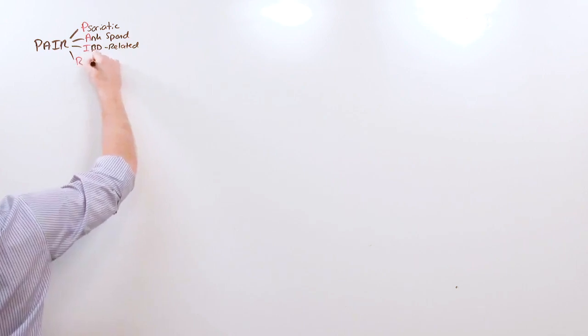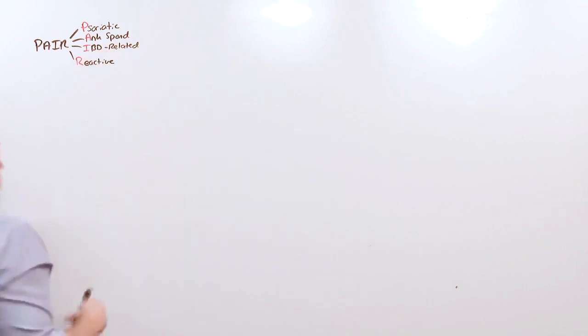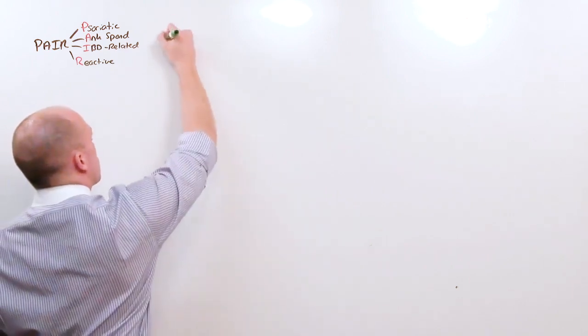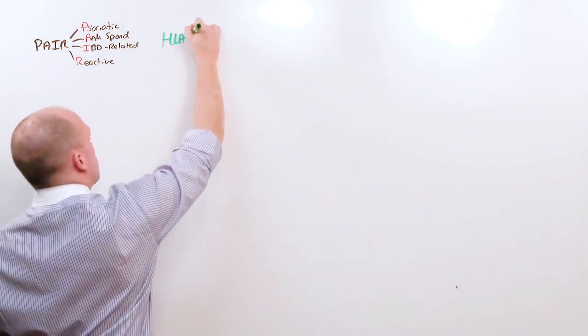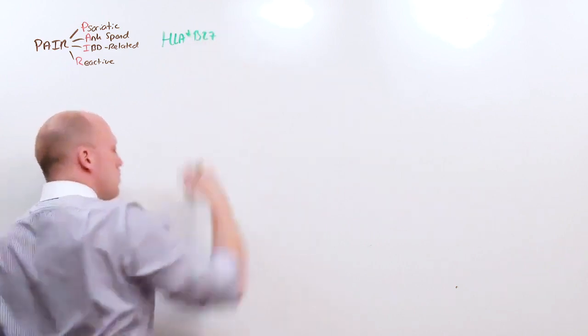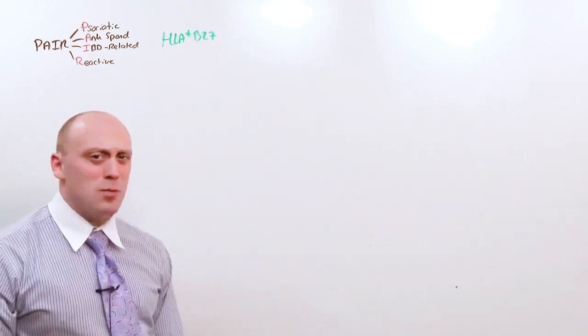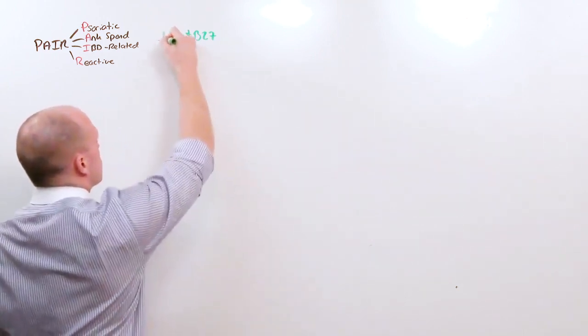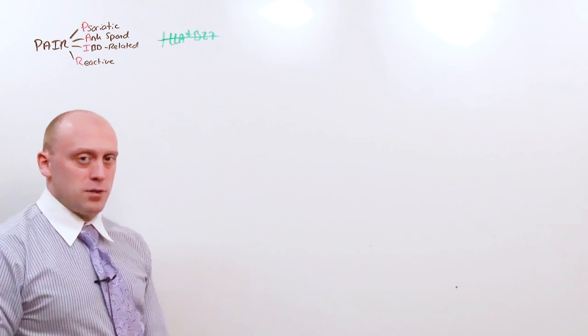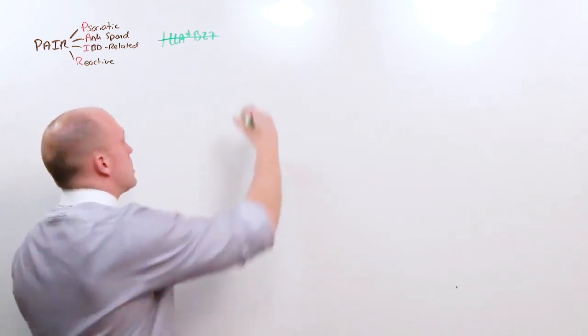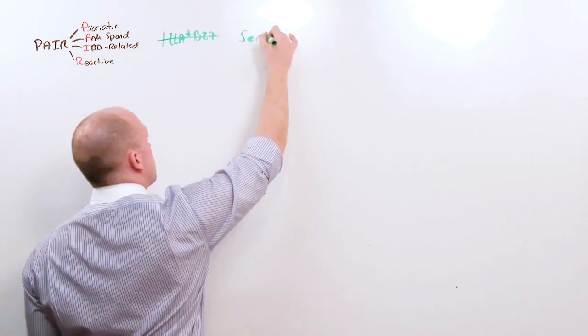And R is reactive. Now you may remember studying for Step 1 the learning about haplotypes. All of these diseases are associated with HLA B27. But as a diagnostic step, you should not go looking for these haplotypes. Don't get an HLA B27. Most of these diseases are seronegative.